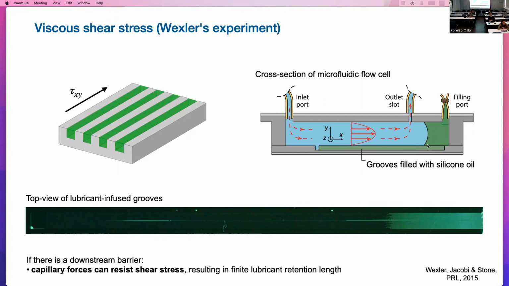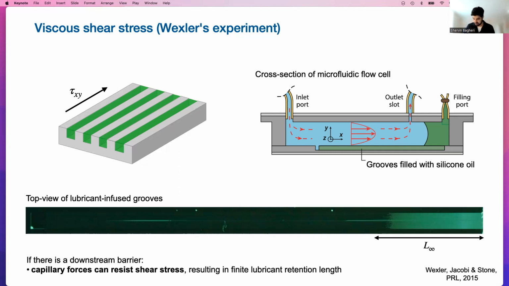All right, thanks. Yeah. So basically, we have this drainage, and the conclusion is that if there's a downstream barrier, so if there's a reservoir or a wall or whatever, the capillary forces can resist shear stress, not in the whole grooves, but part of the grooves will retain the lubricant, right? And we can call this part where the lubricant is retained, we can define this length as the retention length, and we call that L infinity.